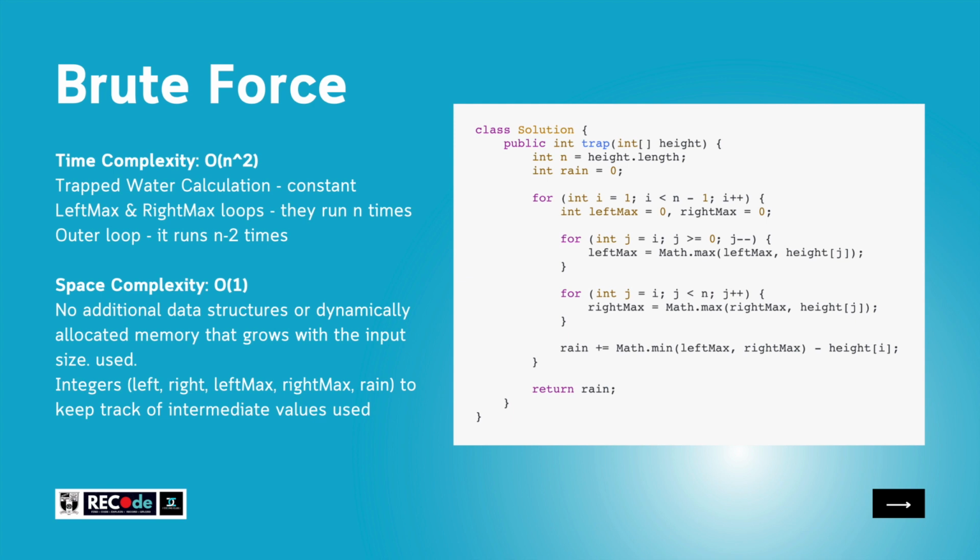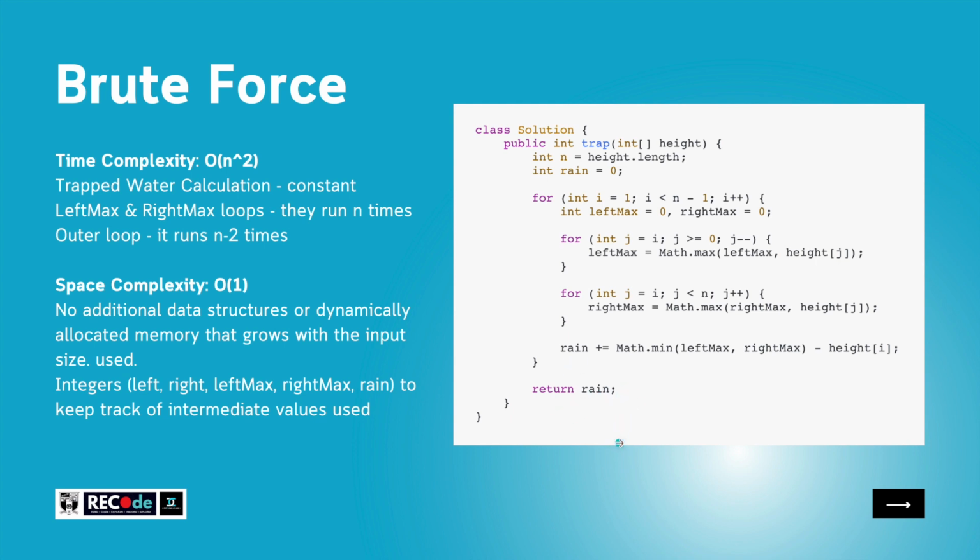By using the Math.max function, you have left max and height of j as arguments to calculate it. Similarly, you do the same for right max, where you have right max equals Math.max(right max, height of j). And then you calculate rain by taking the minimum of left and right max minus height of your current position. And finally, you return rain.